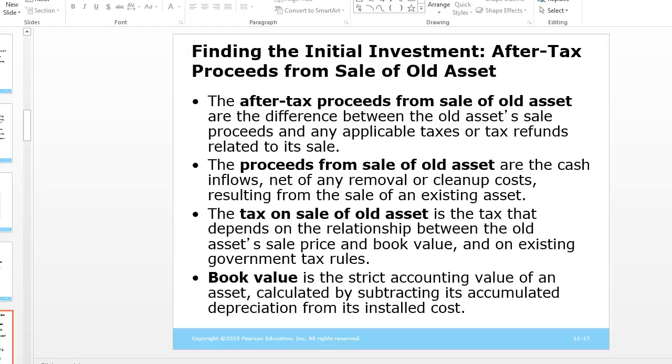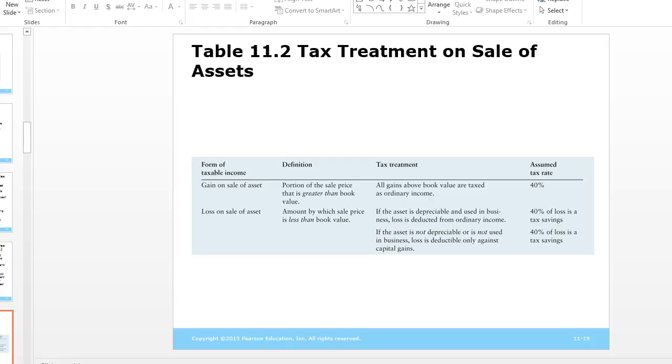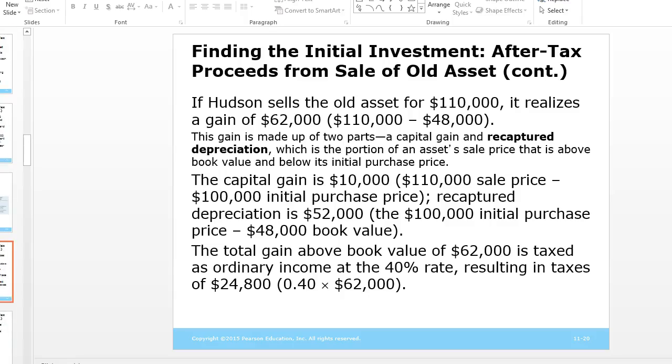Okay, so I'm going to jump a little bit ahead. If you have any questions at any time, of course, you can email me. So here's an actual worked out example of the initial investment, and they show you how to do this here, including taxes. Taxes are important. And this is a very important slide.